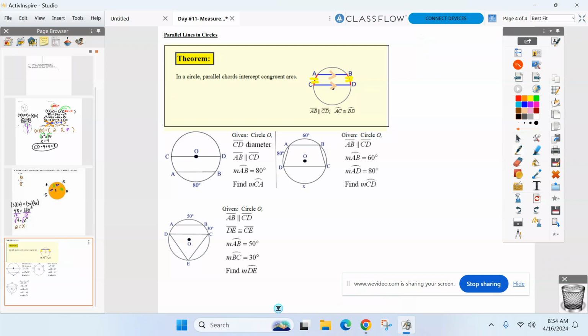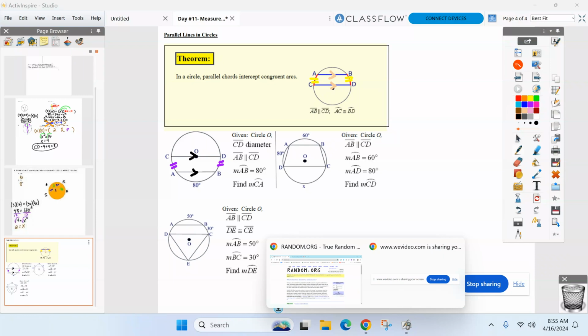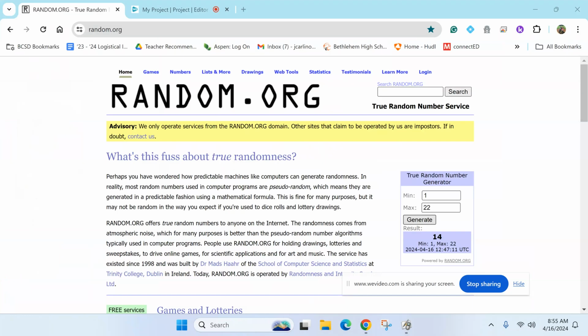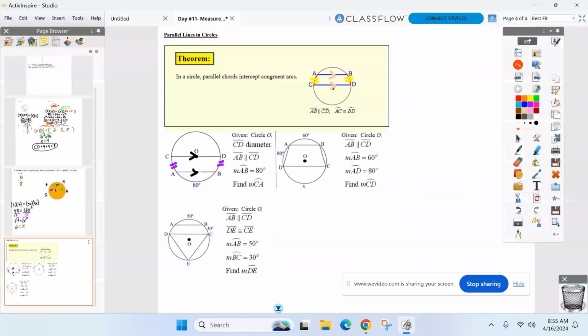I'll do number 1 with you. 2 and 3 are by yourself or in your group. Right away, we see AB and CD are parallel. That means the arcs in between, CA and DB, are congruent to each other. Find one of those arcs. What do those 3 arcs add up to? The 80 you were given and the 2 we just marked congruent. Those add up to what, Jared? And remember, CD is a diameter.